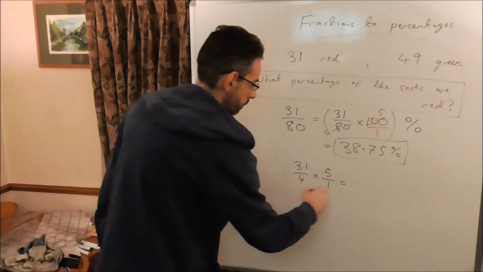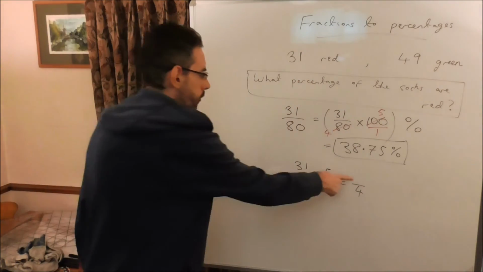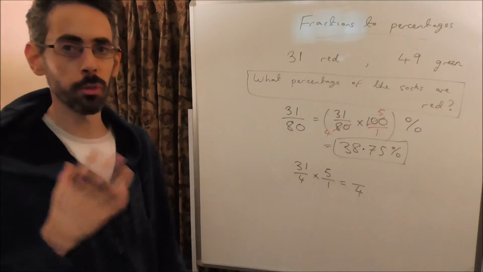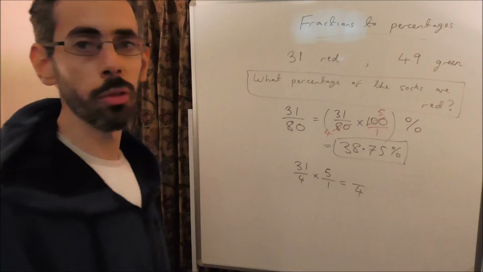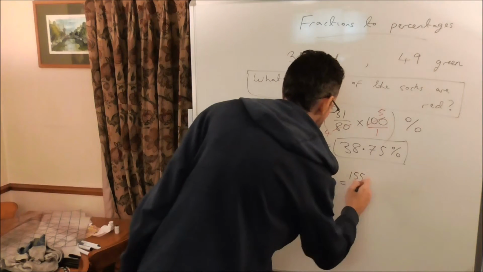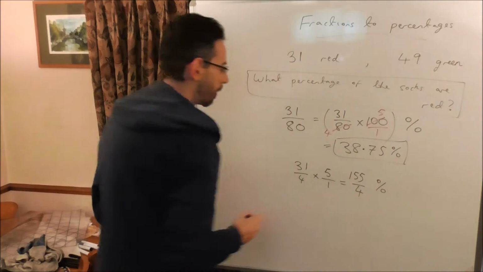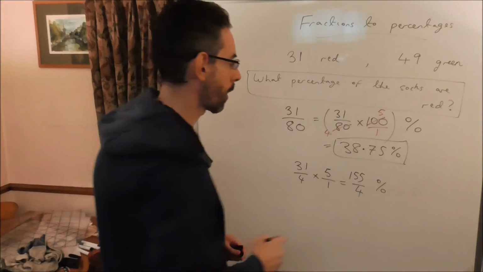4 times 1 is 4. And to get the numerator here, we do 31 times 5. You could do that at the side, or you might be able to do that mentally. 30 times 5 is 150, so 31 times 5 is 155. So it's that percent. But if you want that as a number, you still have to do 155 divided by 4. So we could do that at the side.